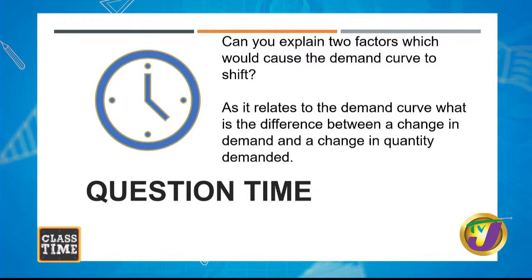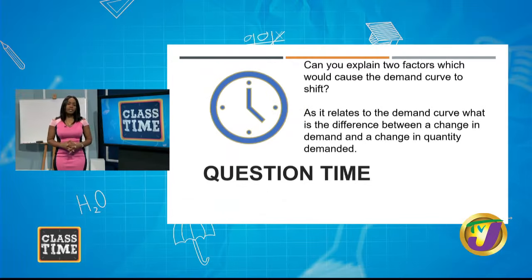Now, if you mention 2 factors which would cause the demand curve to shift and they are non-price factors, if you never say price, you're right. So if you said something like income or advertising or change in taste and preferences, you are correct. Those factors would cause the demand curve to shift. Now, what is the difference between the change in demand and the change in quantity demanded? If you said that the change in demand refers to a shift of the demand curve, then you are also correct. And if you said that the change in quantity demanded means that there has been a change in price and a movement along the demand curve, then you're also correct. So well done.